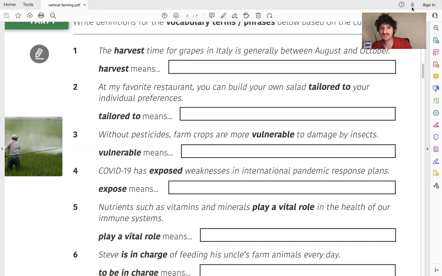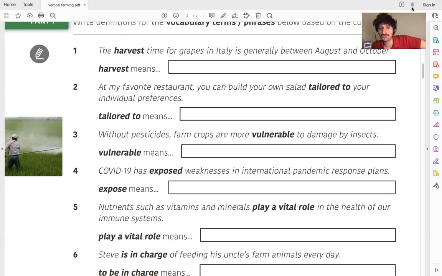Without pesticides, farm crops are more vulnerable to damage by insects. Vulnerable means they are in danger, right? It means that they are open to being, in this case, maybe attacked or eaten or damaged by insects. It means it's dangerous. They are open to being damaged. They are vulnerable. People can also be vulnerable. If you're like, you know what, I'm completely open, I'm very vulnerable. It's almost like being in danger.